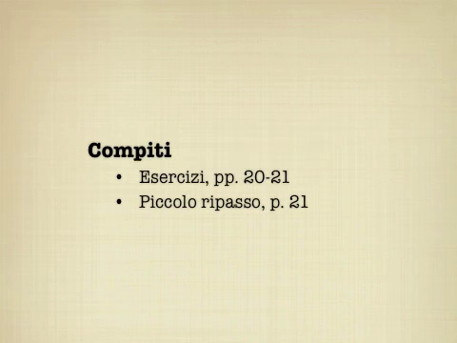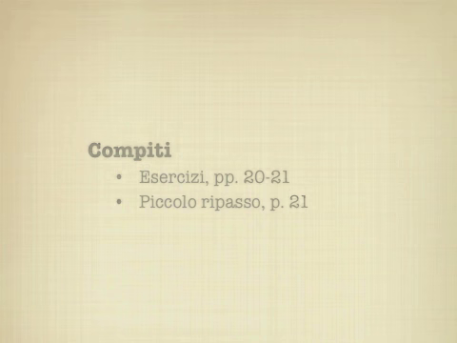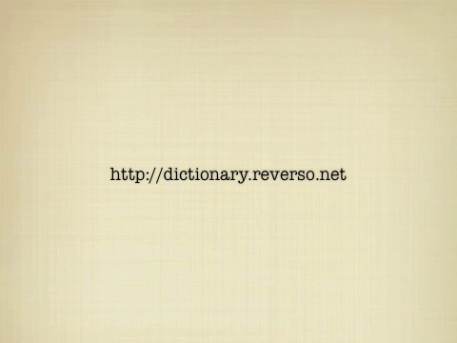For compiti, work through the esercizi a pagina 20 a 21, and also move on to the piccolo ripasso on pagina 21. The piccolo ripasso covers the whole capitolo preliminare, so you may need to review previous sections of your book and/or previous videos. If you have trouble with any of the exercises, or if you haven't been able to figure out all the words I've covered in this video, you can use a dictionary to help you. The online dictionary I recommend is at dictionary.reverso.net, which also has an iPhone app, and my favorite print dictionaries are Oxford and Collins.